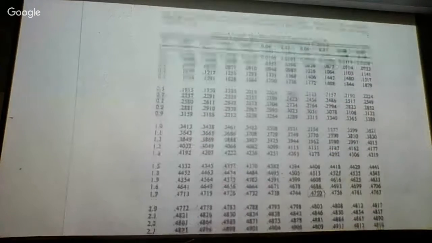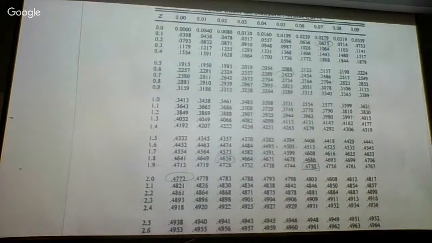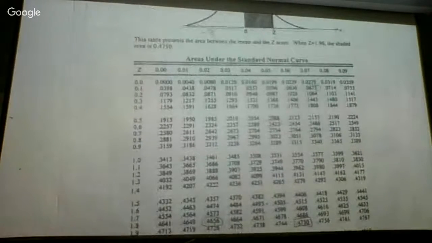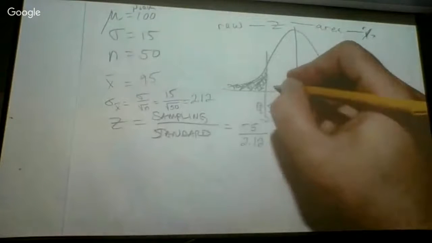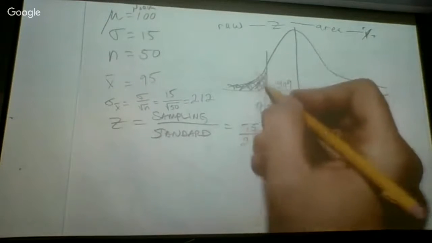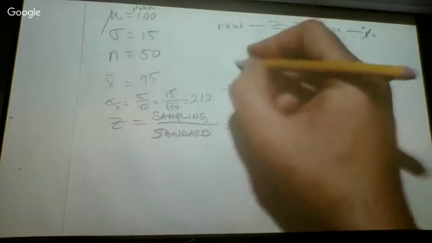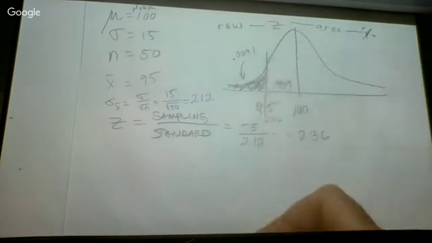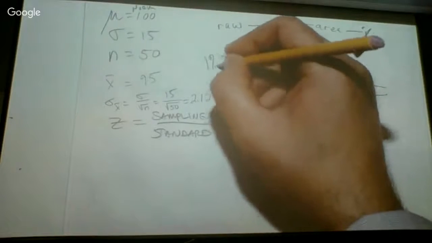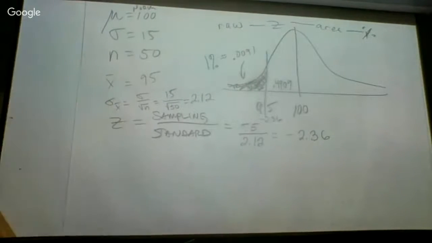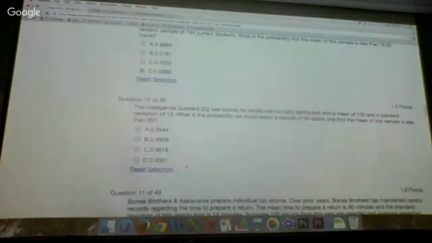I come to my z-score table where it says, oh no, I don't have negative z-scores on here. It's been a while since we heard that one, right? Don't worry, it's symmetrical. So 2.36, 0.4909? Yep. That means this area is 0.4909, which means the probability left over in the tail can't be much more than 0.0091, or approximately 1%. That seems, oh, it's an option that's available, good. Oh, what a relief.